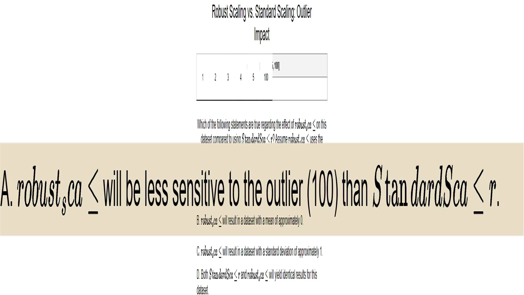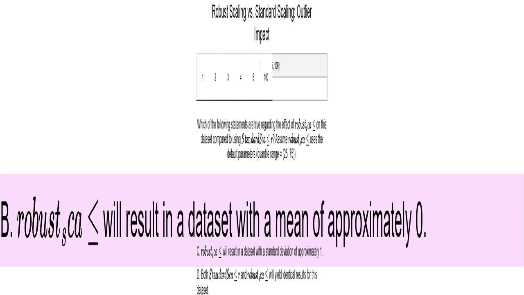This statement is correct. Robustscale uses the median and interquartile range, IQR, which are less influenced by extreme values than the mean and standard deviation used by standardscale. The outlier 100 will significantly skew the standardscale results, but will have a much smaller impact on the robustscale results.